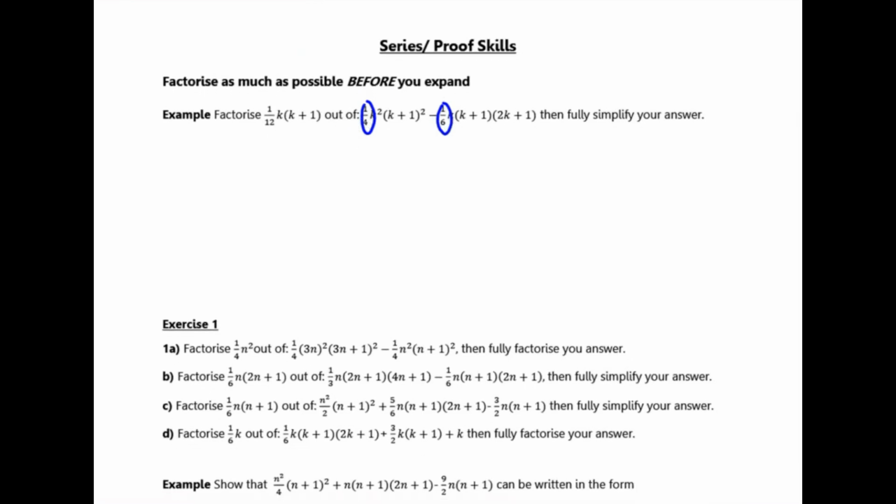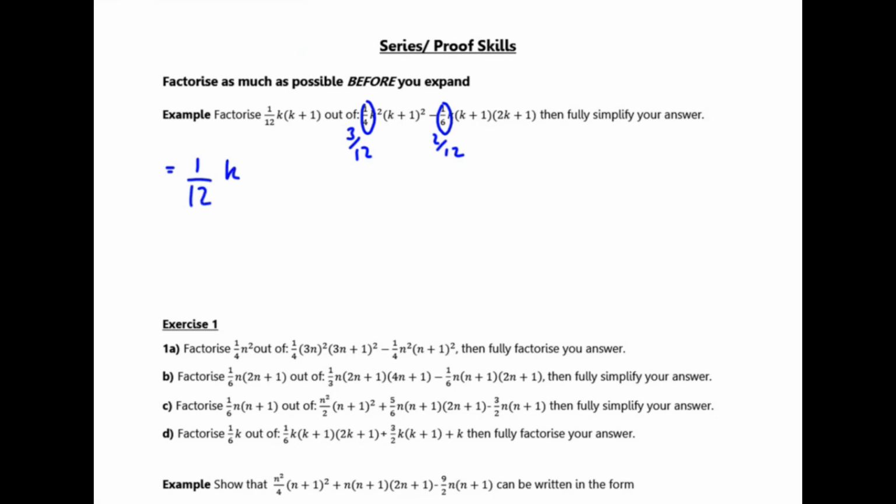So the first thing we're going to do here is look to factorize things out. So I want to factorize out k. These both have a k term in common. And I want to factorize out k plus 1 as well. I also want to look at the number term. So I'm going to write these over a common denominator so I can factorize this too. A common denominator for these will be 12. So I'm going to write this quarter here as 3 over 12, and I'm going to write the sixth as 2 over 12. Then the first thing I can do is factorize out the 1 over 12.